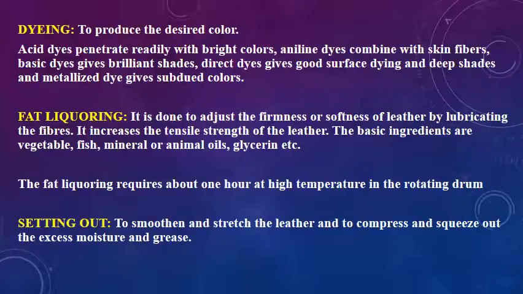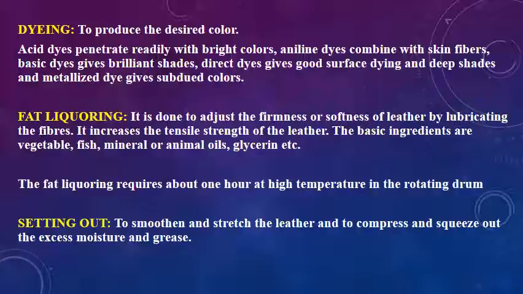Now the next step is dyeing, that is to impart the color, to produce desired color. So here different kinds of dyes are used, like acid dyes which penetrate readily with bright colors. There are aniline dyes which combine with the skin fibers. Basic dyes give brilliant shades. Then direct dyes give good surface dyeing and deep shades. And there are metallized dyes which give subdued colors.